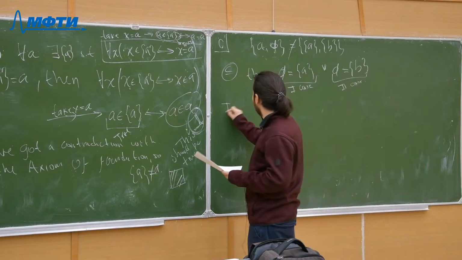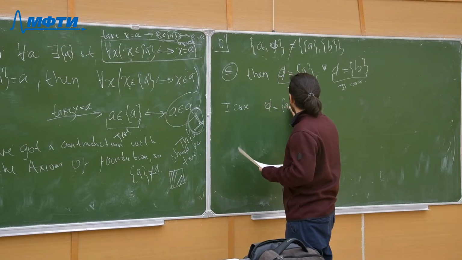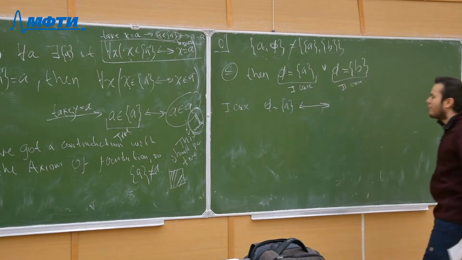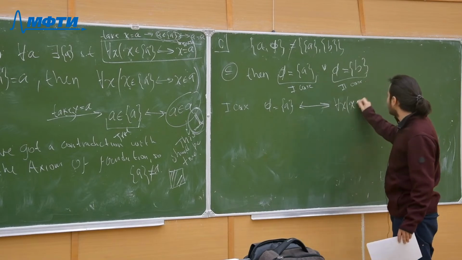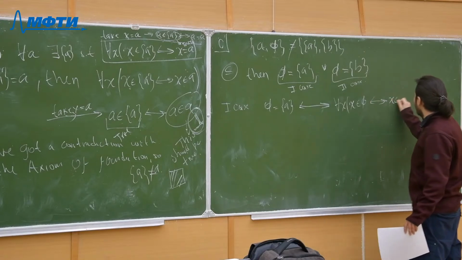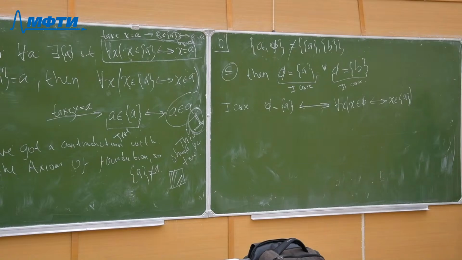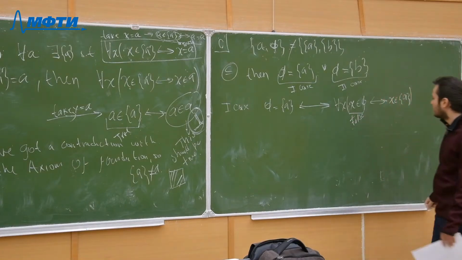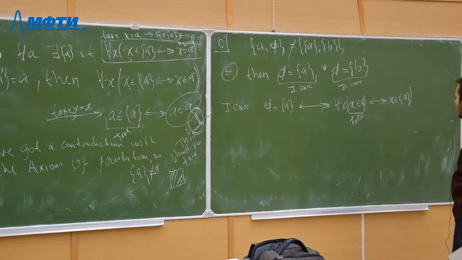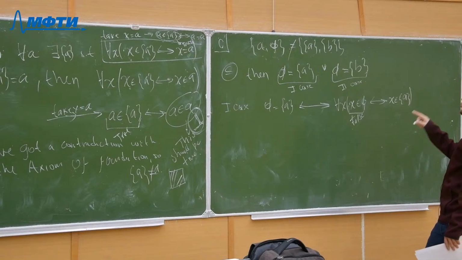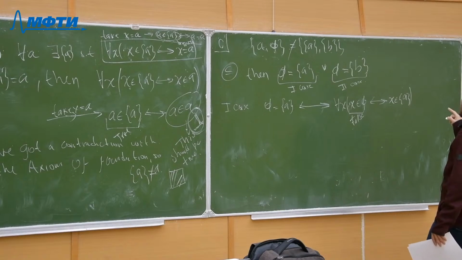So for the first case, we have that the empty set is equal to the singleton of A if and only if, now we have to use the definition of the equality of two sets, that for all x, x is an element of the empty set if and only if x is an element of the singleton of A, right? But this is false. And we want this to be true.